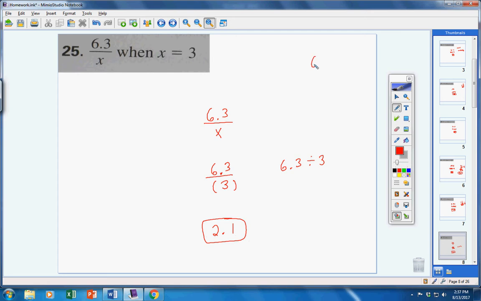Okay, 6.3 divided by 3. Bring your decimal straight up. 3 goes into 6 2 times. Bring down your 3. 3 goes into 3 once. 1 times 3 is 3. There we go. 2.1. Alright. Moving on to number 26.